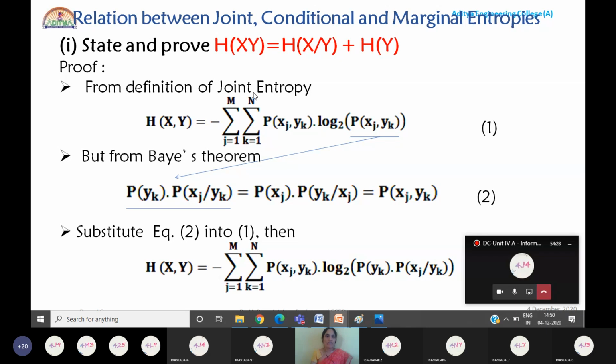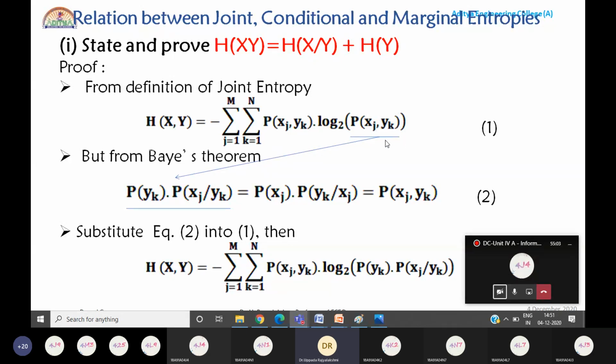From the definition of joint entropy, I think you know that it can be expressed as minus summation j is equal to 1 to m, summation k is equal to 1 to n, p of xj comma yk log p of xj comma yk base 2. Okay, so this is the corresponding relation. Now please observe that LHS equation carefully, and you can easily observe the blue lines indicated here.